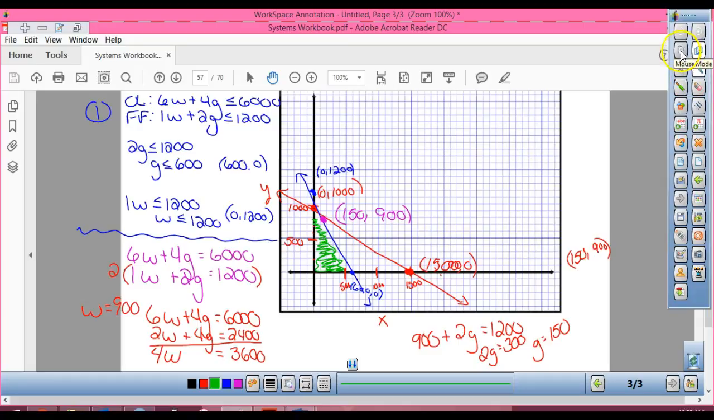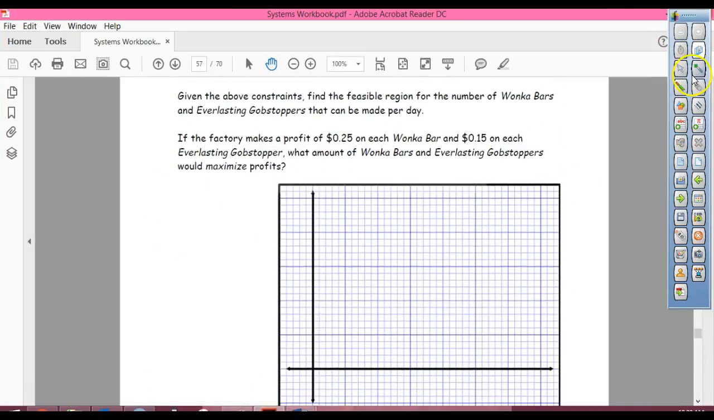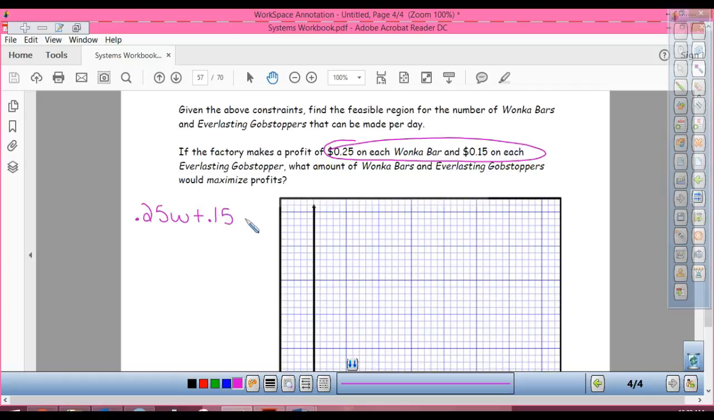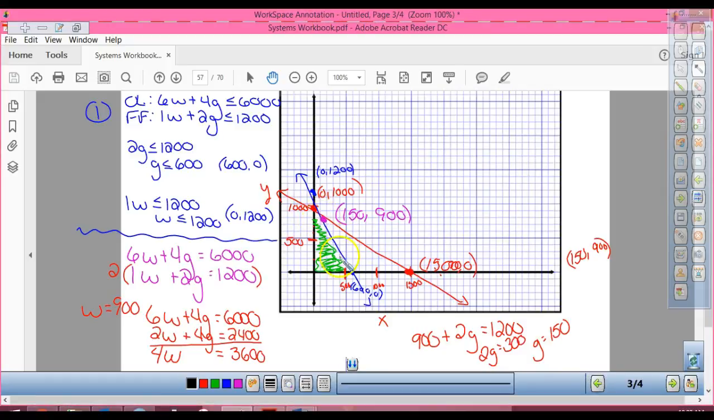So now, let's figure out what my highest profit is. This is what we call a profit equation. I make 25 cents on each Wonka bar plus 15 cents on each gobstopper. Now remember what we did, x and y. Let's change this to 0.25y plus 0.15x. This is what we're going to use to decide what my maximum profit is.